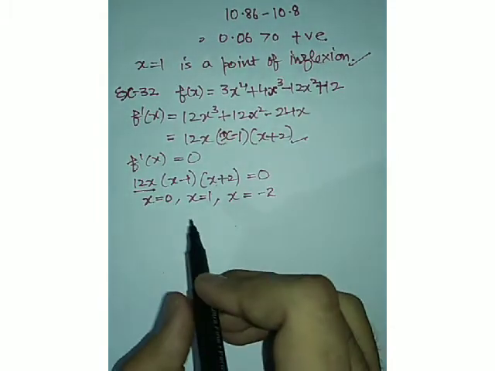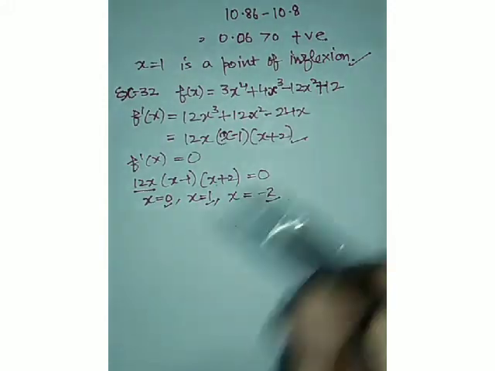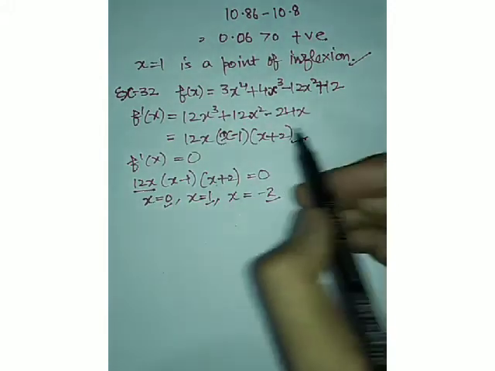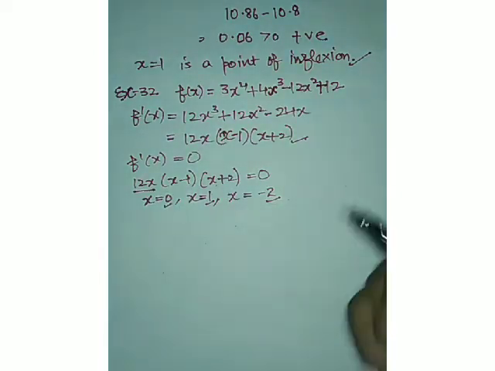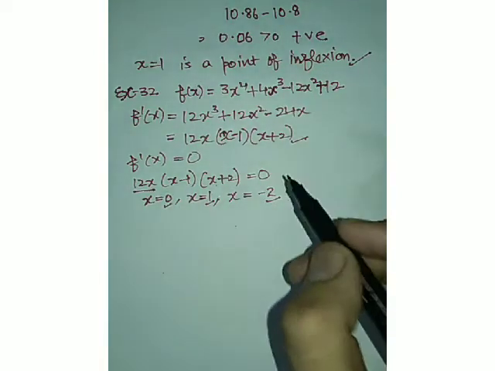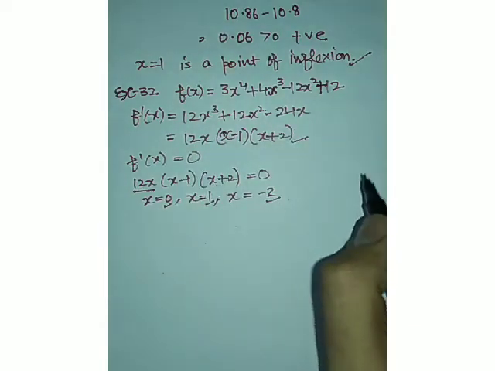So we have three critical points, that is 0, 1 and minus 2, and we will check the sign of f dash x. You can check the sign of f dash x on these values as well, and you can apply the second derivative test as well. So to understand the second derivative test clearly, let's apply it in this example.